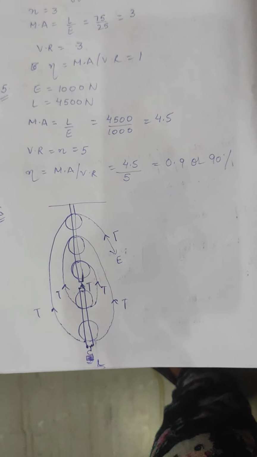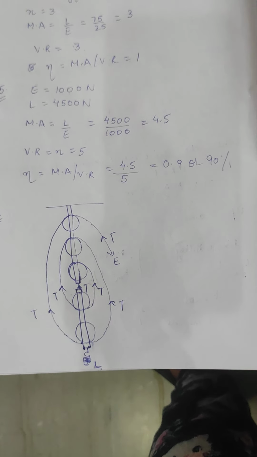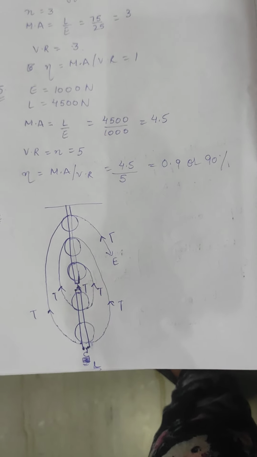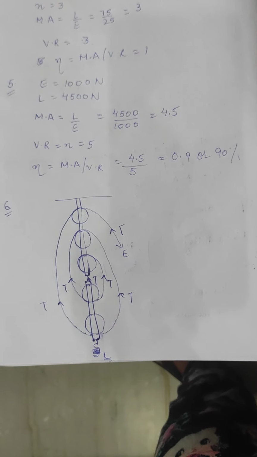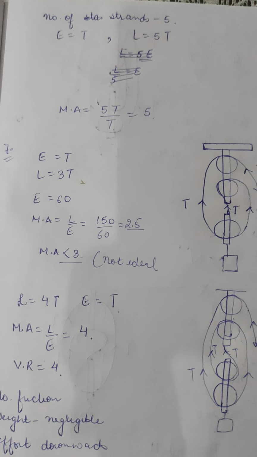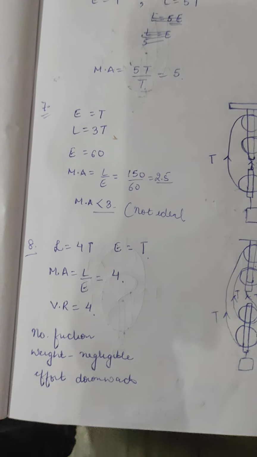How many strands does the block and tackle system have? 5 strands are there. 5 pulleys, 5 strands. And what will be the mechanical advantage? Mechanical advantage will be load upon effort, where load here is equal to 5t, effort is equal to t. So mechanical advantage comes out to be 5.